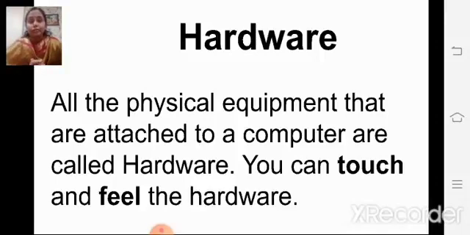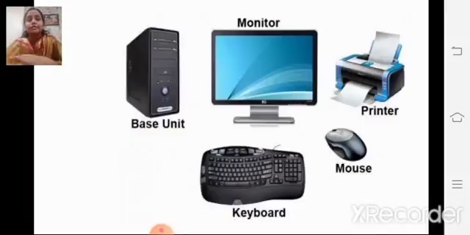Right, children? Do you remember all the hardware parts? These are all the hardware parts which we can touch and feel: monitor, keyboard, mouse, printer, base unit, that is the system unit. Then you can see all the input devices, all the output devices, all the storage devices. These are all hardware only. We have seen that.